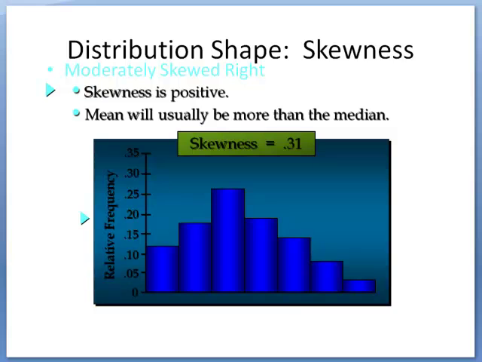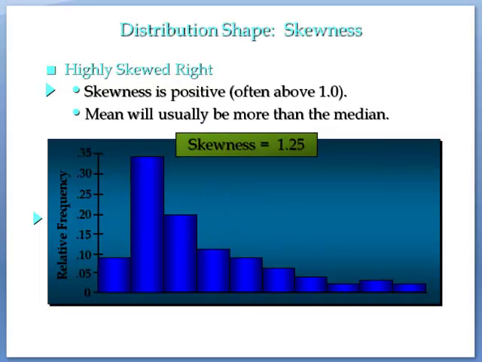Now look at this. There is a tail on the right, hence it's moderately skewed right. In this case, the skewness is positive. Look at this. It has a really long tail, hence it's highly skewed right, and the skewness is positive and usually has a value above 1.